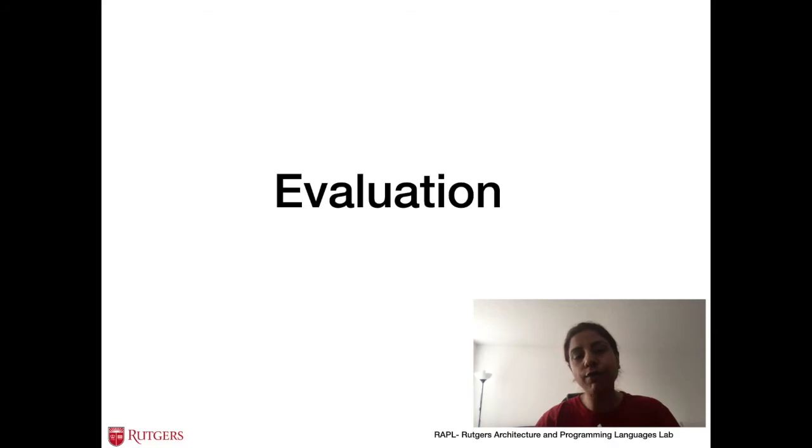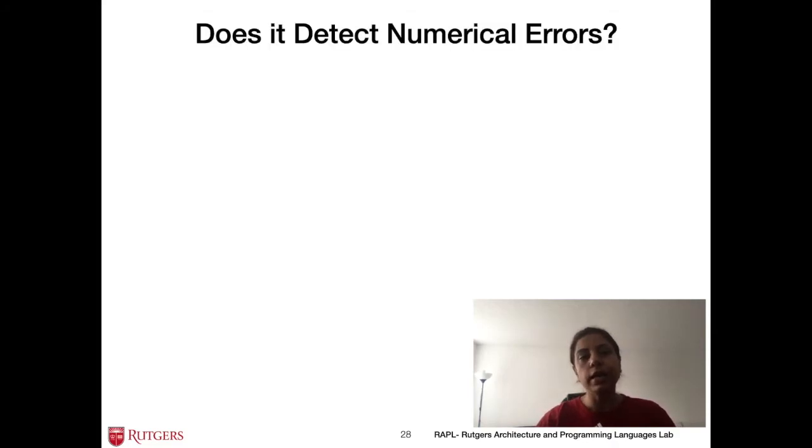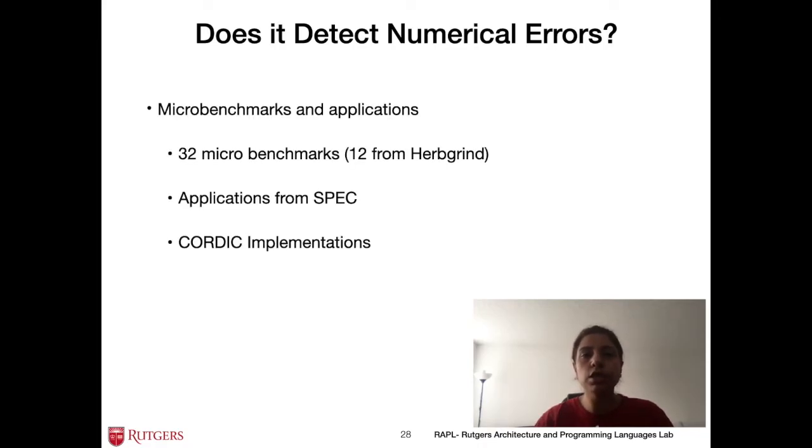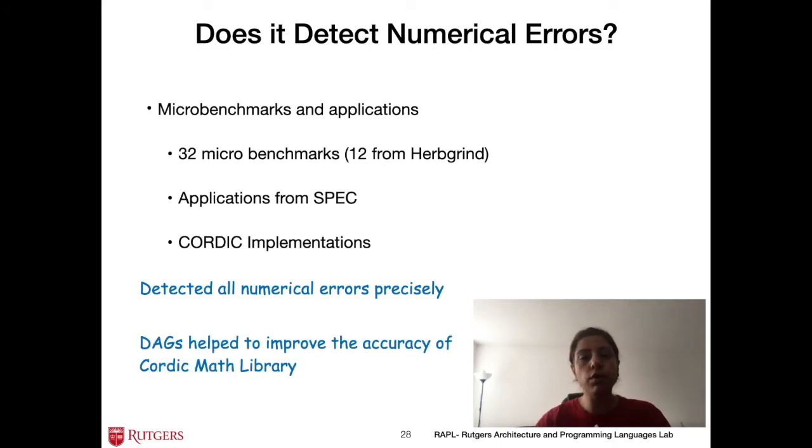Now I'm going to tell you how we evaluated PositDebug. In our experimental study, we evaluated the reliability, usability, and scalability of PositDebug. We performed experiments with a lot of micro benchmarks, some of them from the Herbgrind test suite. We also tested with large SPEC benchmarks and our own CORDIC math library. We detected a lot of numerical errors in all these applications. PositDebug helped in detecting and diagnosing the root cause of the errors in the CORDIC math library. My group found PositDebug useful, and we improved the accuracy of the Posit CORDIC library by 10x.